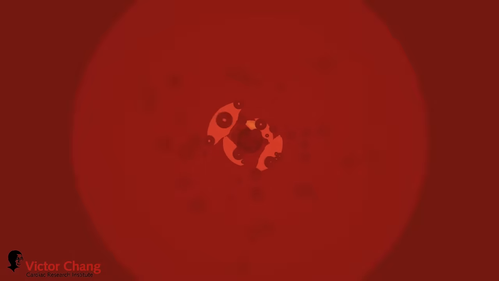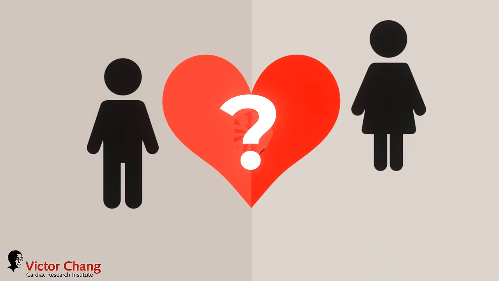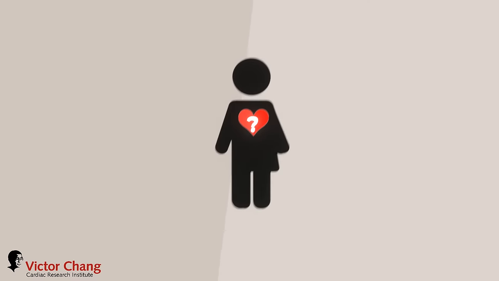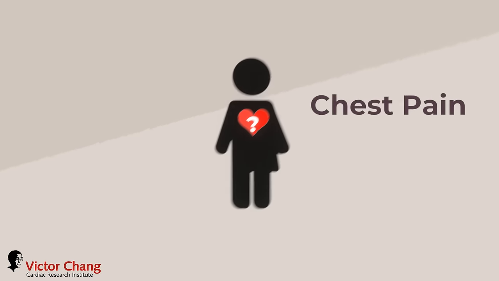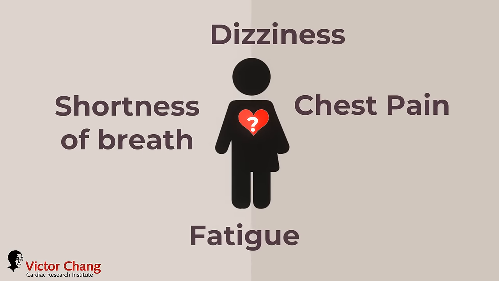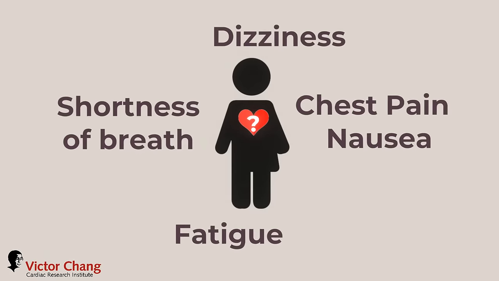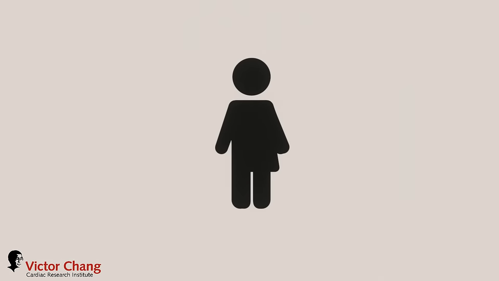A heart attack usually occurs when there is a blockage in a blood vessel to the heart muscle. Symptoms vary depending on the type of heart condition and whether you're male or female. Some symptoms may include chest pain, shortness of breath, dizziness, fatigue, or nausea. But it's important to remember that in the early stages, you may have no symptoms at all.